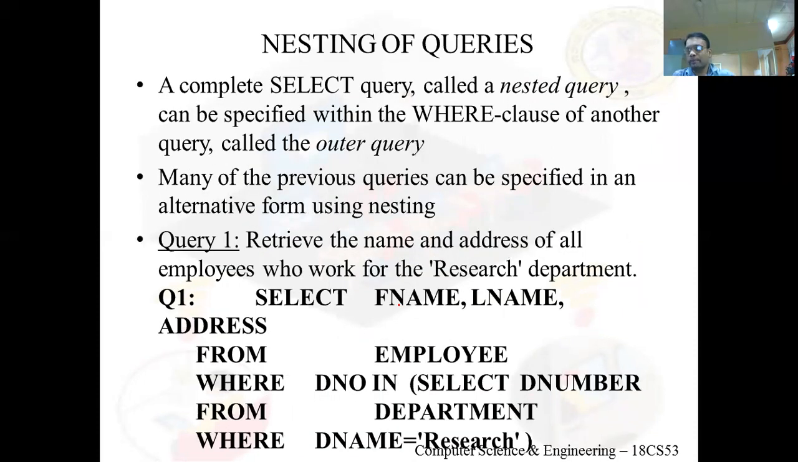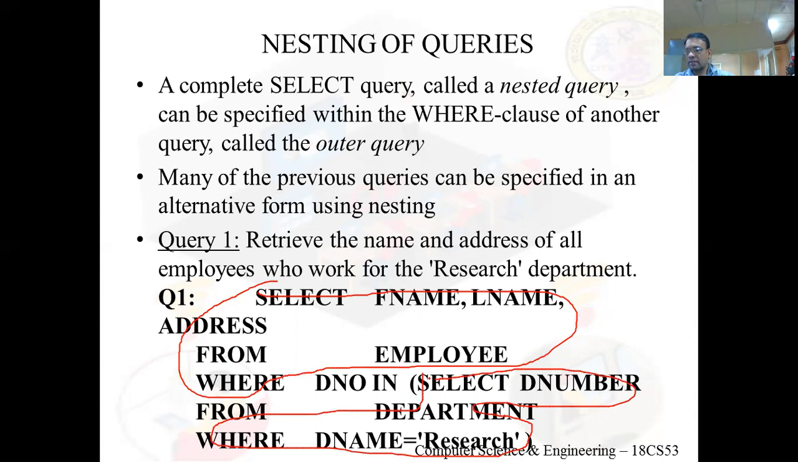So, nesting of queries. We can have a nested query inside a query. A complete select query, called a nested query, can be specified within the where clause of another query, called the outer query. Now in this case, the outer query is this one. This is the inner query. This is similar to select F name, L name, address from employee where department number is equal to 5, where the research department number is 5.